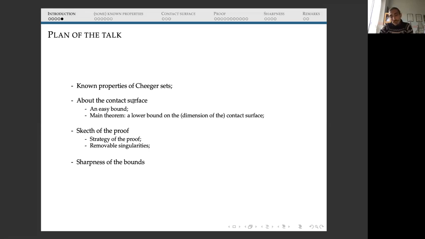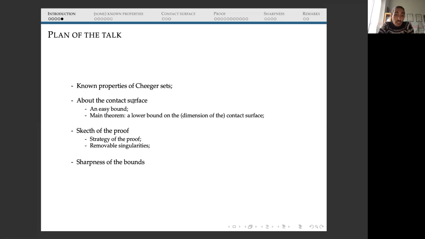In particular, we would like to understand how small or how big it can be, if a bound can be given on the size of the contact surface. You'll see that there is an easy bound. For instance, it cannot be empty. So the Cheeger set will have to somehow touch the boundary, at least in one point. But you can say something more.